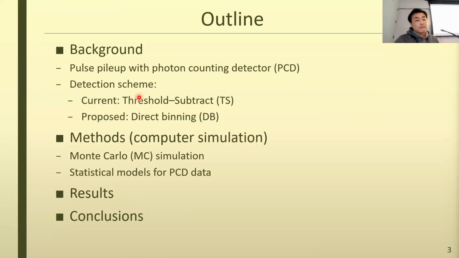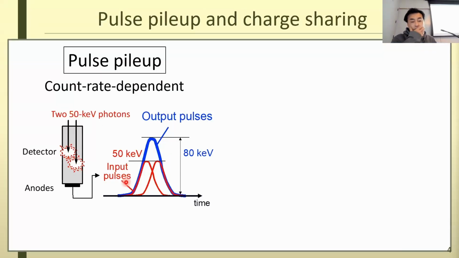So we are talking about the pulse pileup on the photon counting detector in this talk. We're going to review the current scheme that Peter Noel reviewed, the threshold subtraction method, and propose a new method. Then talk about Monte Carlo simulation to evaluate both of these performances, and then the agreement with the statistical model, and so on.